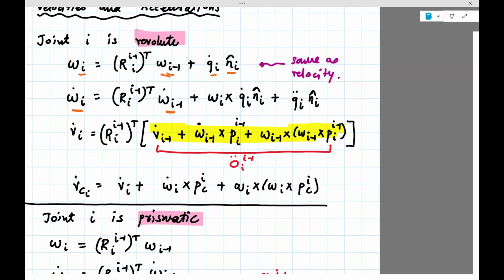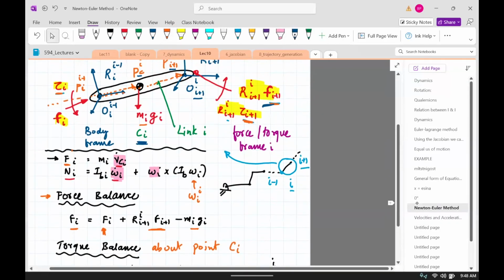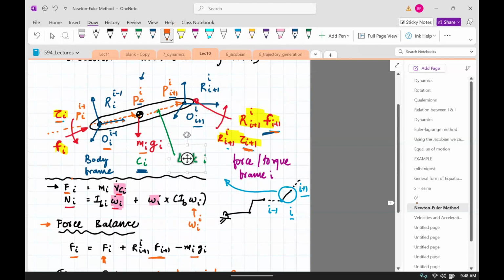When you take the derivative, you actually end up getting an omega cross term. I'll not get into the derivation, but this is what comes out for the angular acceleration, and then the linear velocity of i, which is basically the frame, is that expression, where this is basically the angular acceleration or linear acceleration of frame i. So if you go back here, this is basically the rate of change, the second derivative, of i.